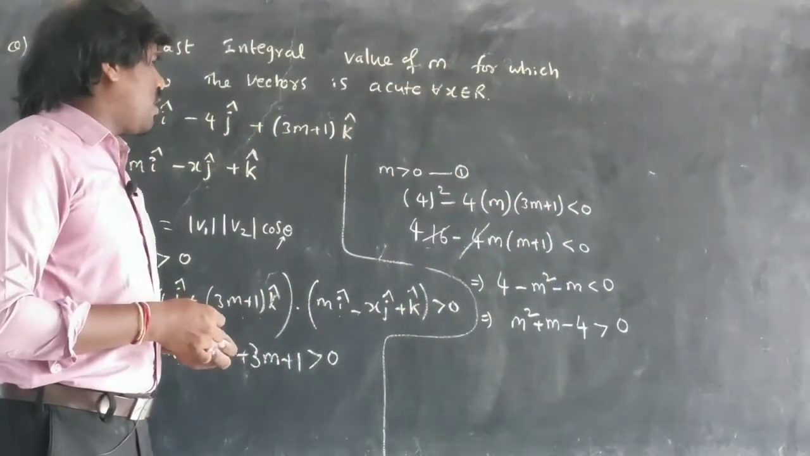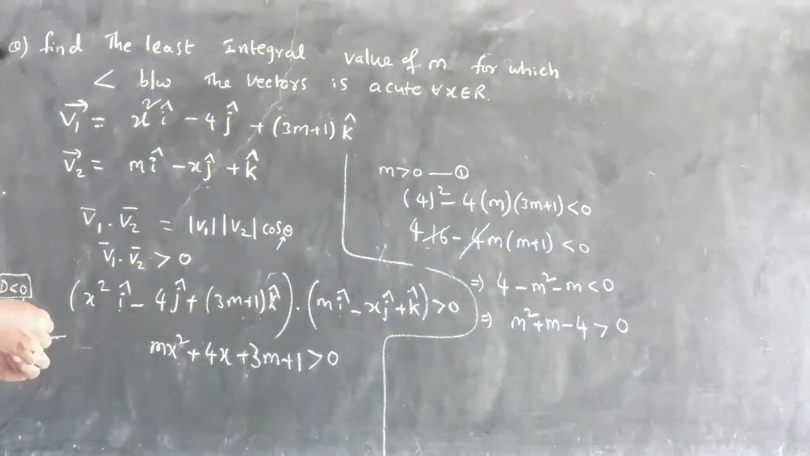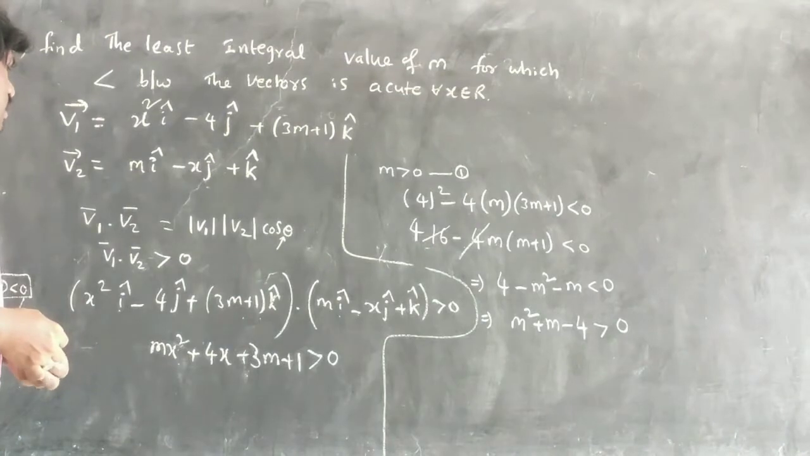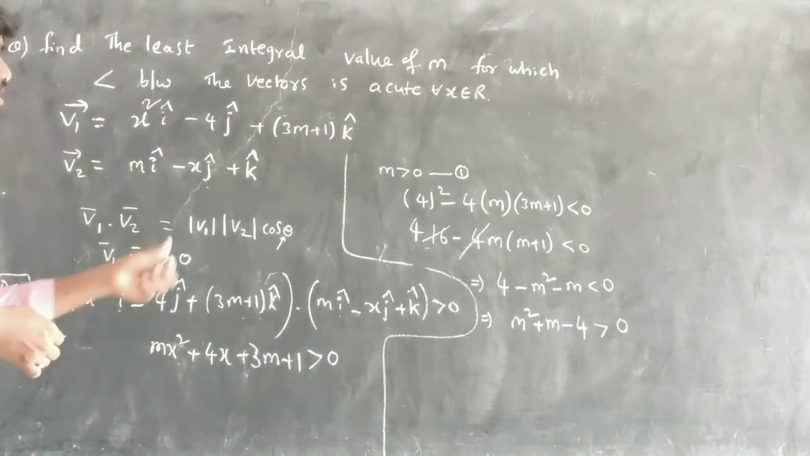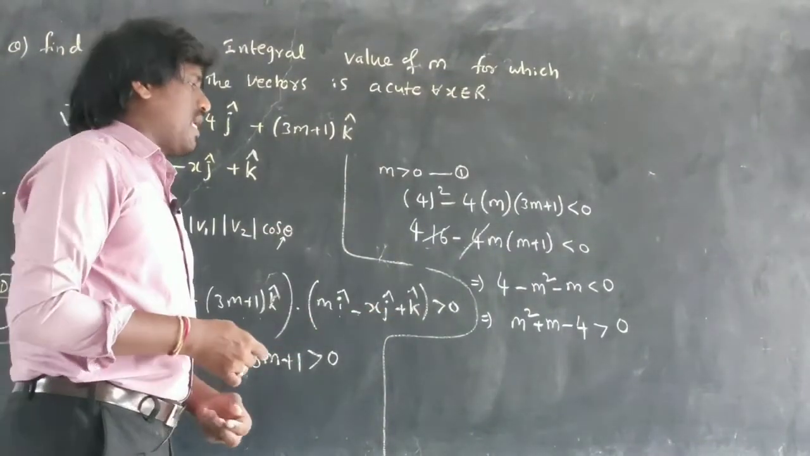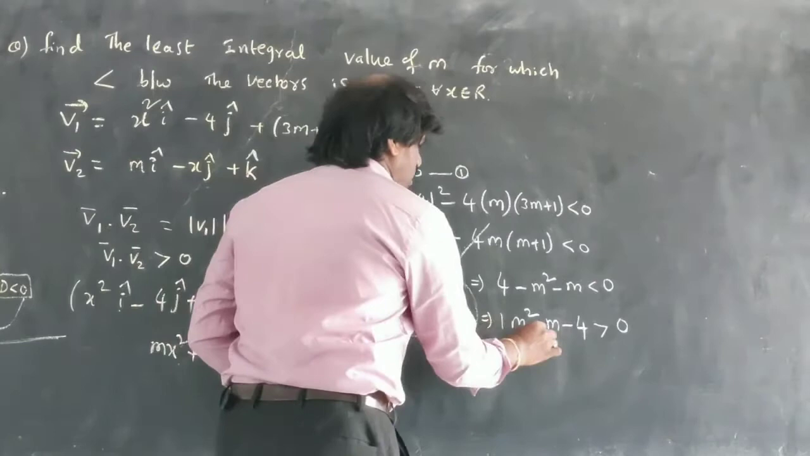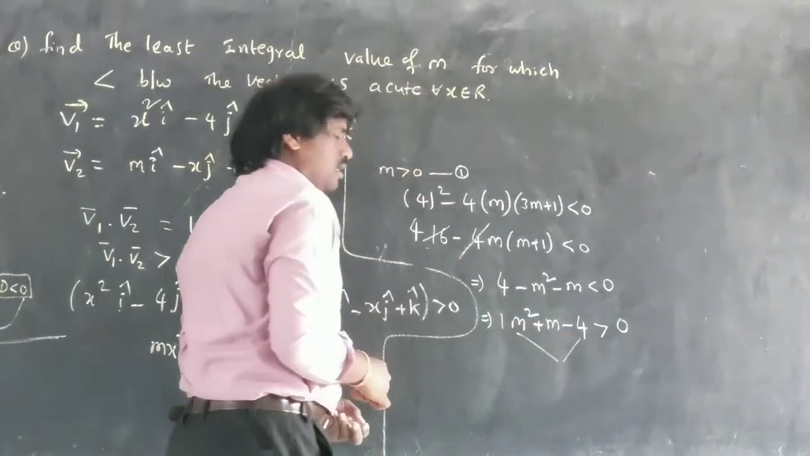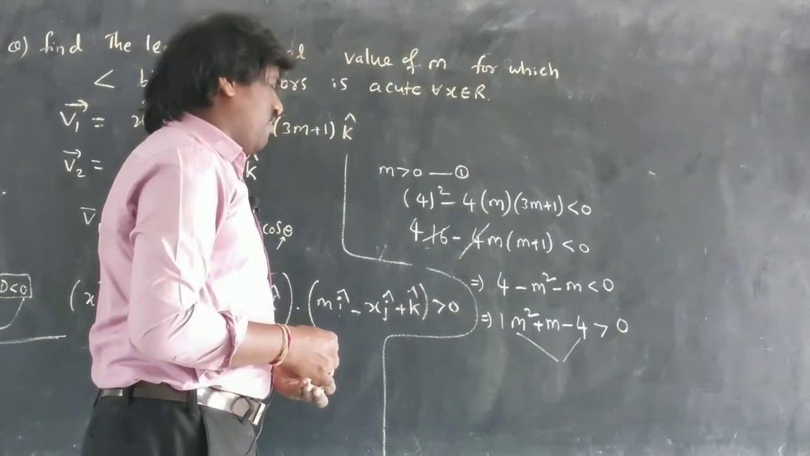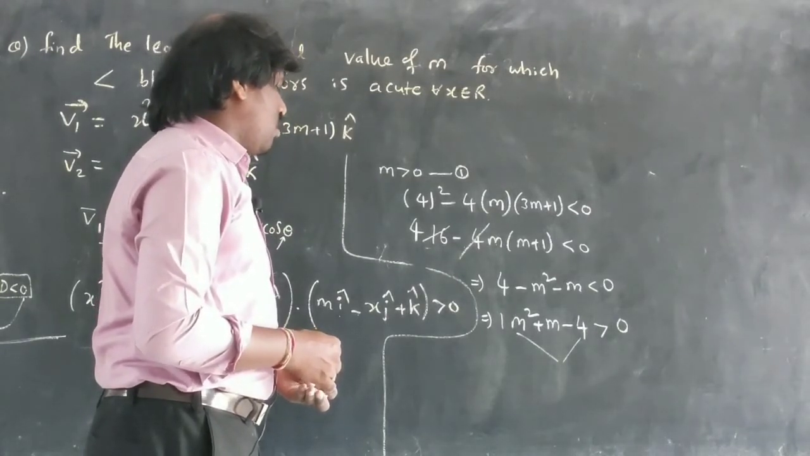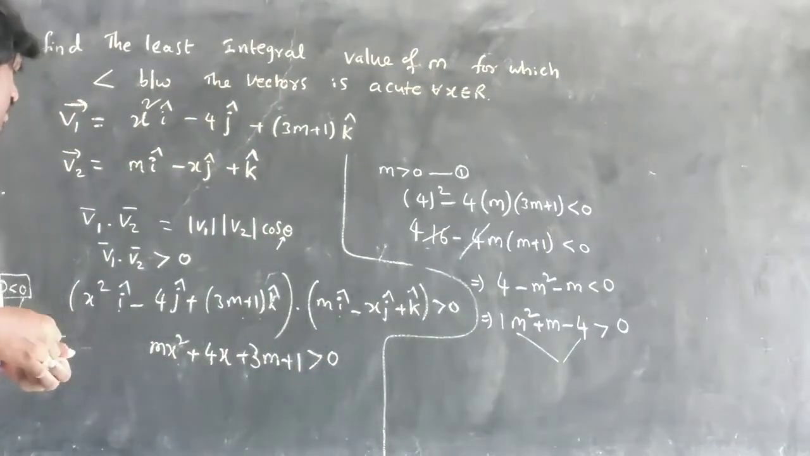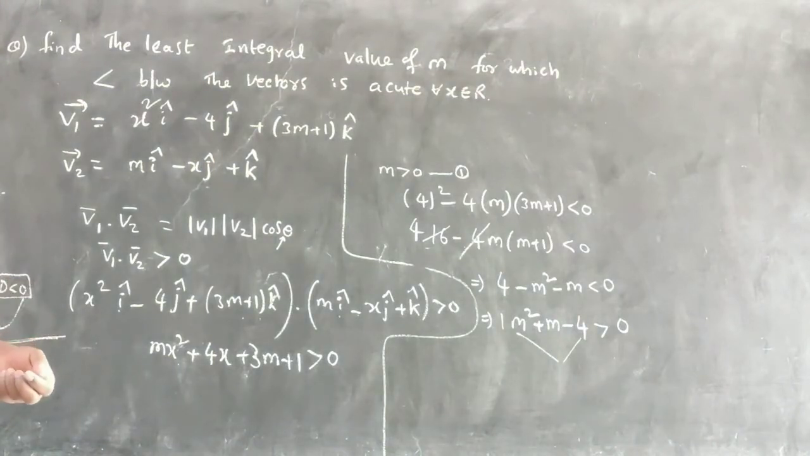Now this is what I got, the discriminant less than 0 condition applied here. So m times x square minus 4 times x plus 3 times (m plus 1) into k, this is greater than 0. Rule 1 applied and rule 2 applied. Now what do you do here? We can find the roots of this. Anything is missing out? Nothing is missing out. Yes.